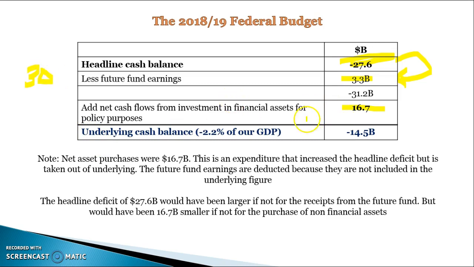But there's also a cash outflow that won't be included in the underlying of $16 billion, which means that the underlying deficit gets reduced to $14 billion. So the underlying doesn't include anything, and therefore when there's money coming in for future fund earnings, the underlying deficit would be higher because it doesn't include that inflow, and when there's money coming out, the underlying deficit would be lower because it doesn't include that outflow.